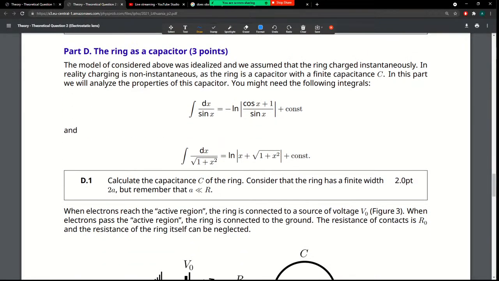So who is reading part D? I can read the first part. Okay. The model considered above was idealized, and we assumed that the ring charged instantaneously. In reality, charging is not instantaneous, as the ring is a capacitor with a finite capacitance C. In this part, we'll analyze the properties of this capacitor. You might need the following integrals, 1 over sine x, and 1 over square root 1 plus x squared. And calculate the capacitance C of the ring. Consider that the ring has finite width 2a, but remember that a is much less than r.